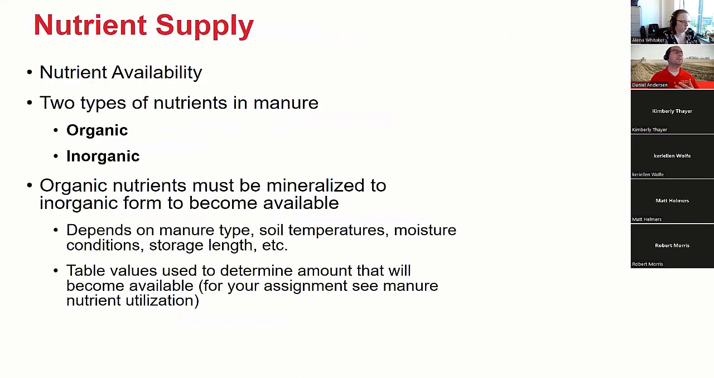So when I think about the nutrient supply side, one of the challenges we have with manure relative to some of those other fertilizer choices is that nitrogen comes in two forms, both organic and inorganic. Those organic nitrogen molecules are attached to some form of carbon, and because of how plants work, they can't utilize them right away. So we have to try and estimate how much of that organic nitrogen will become plant available throughout the growing season.